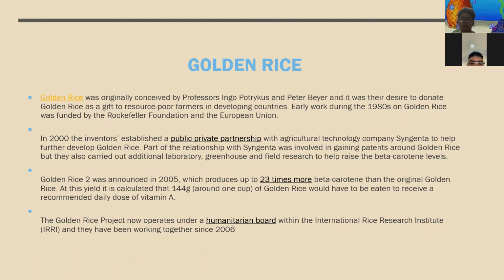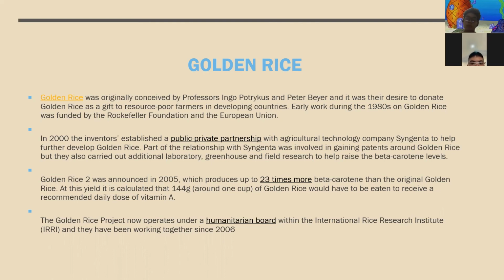In the 2000s, the investigators established a public-private partnership with agricultural technology company Syngenta to help further develop golden rice. Part of the relationship with Syngenta involved gaining patents around golden rice, but they also carried out additional laboratory, greenhouse, and field research to help raise the beta-carotene levels.